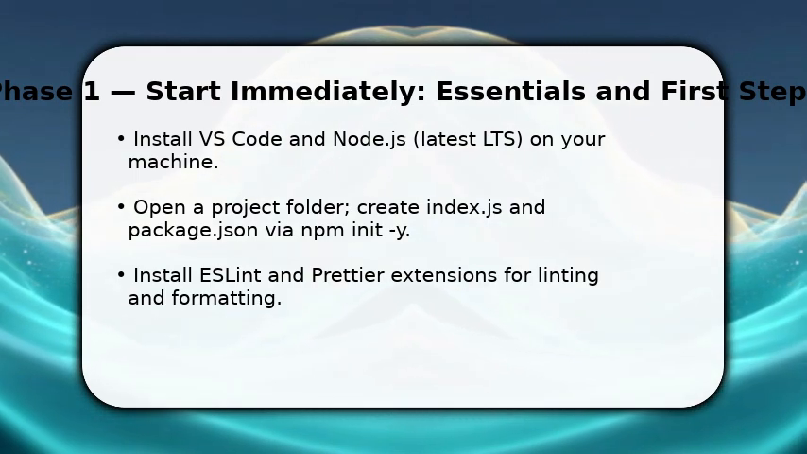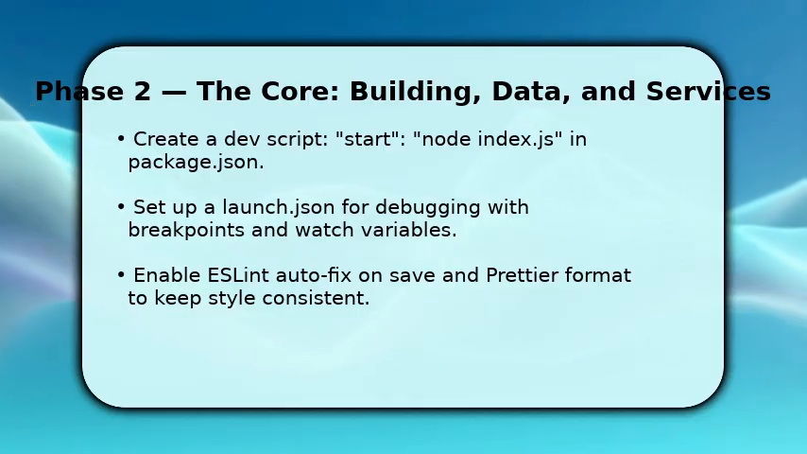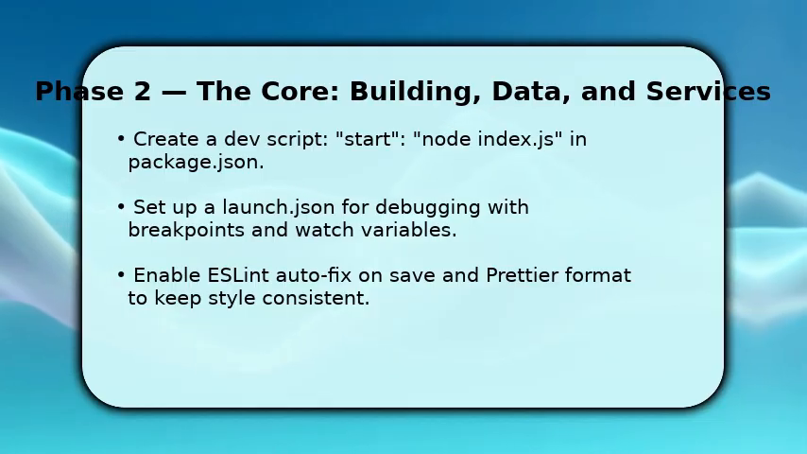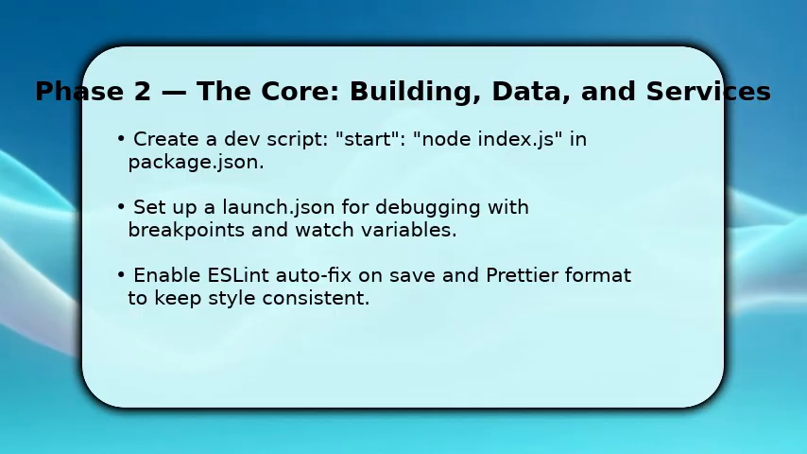Now you configure execution and debugging. Add a start script in package.json as node index.js so npm run start runs your app. Then open the run panel and create a launch.json, select Node.js and pick the program path. This enables breakpoints and step-through debugging.